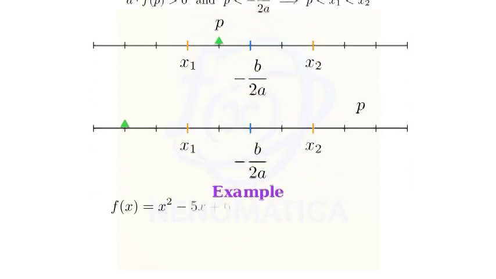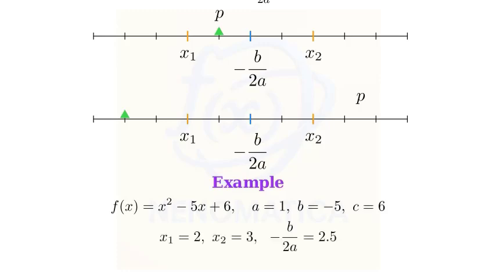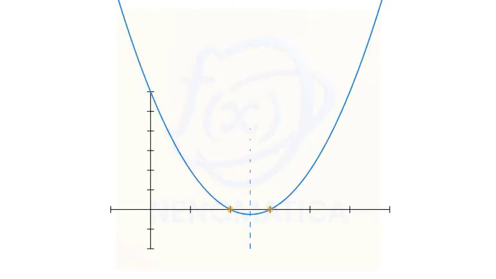Example: let us practice on a concrete quadratic. Take f of x equals x squared minus 5x plus 6, where a equals 1, b equals negative 5, c equals 6. Its roots are 2 and 3, and the vertex is at x equals 2.5. Here is the graph. The blue curve is the parabola, the orange points are the roots at 2 and 3, and the dashed blue line marks the vertex at 2.5.